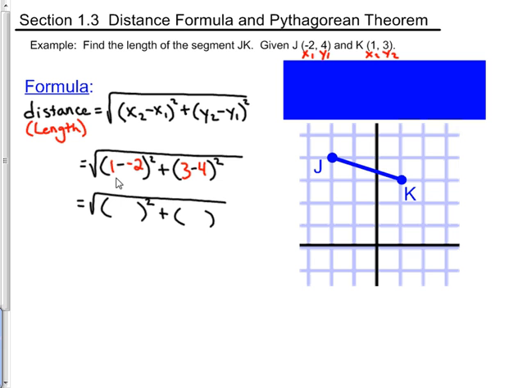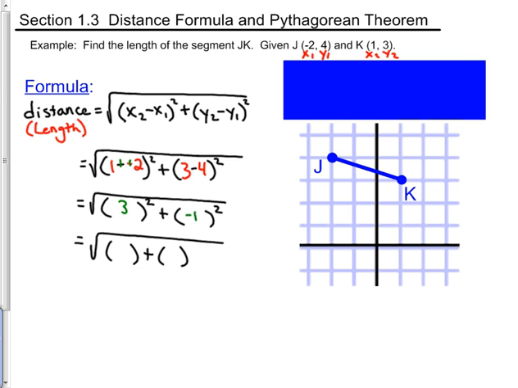The first thing we're going to do, if you look, we have a subtraction of a negative. So once we change that, right up here, this becomes 1 plus 2, which is 3. And if you look at the other parentheses, 3 minus 4 is negative 1. Notice how everything else stayed exactly the same. We still have the square root. We have not used the squared values yet.